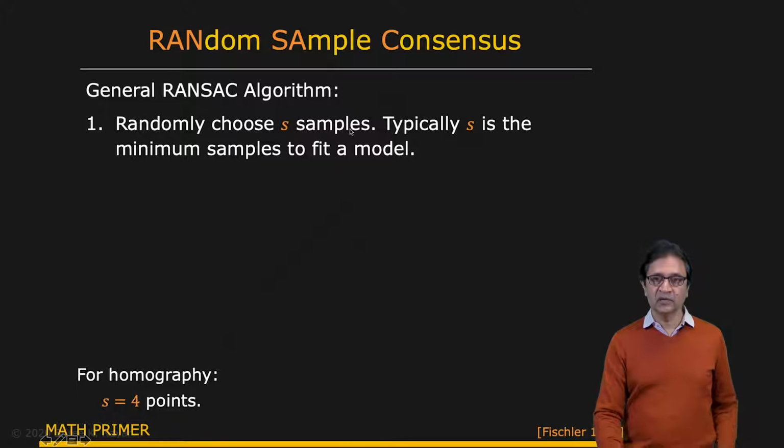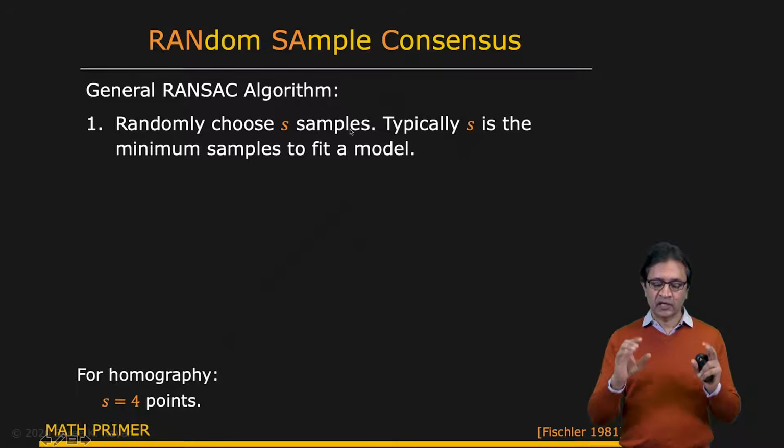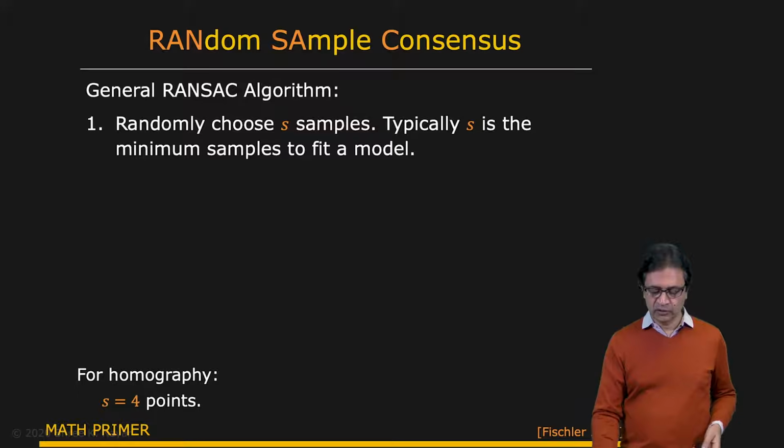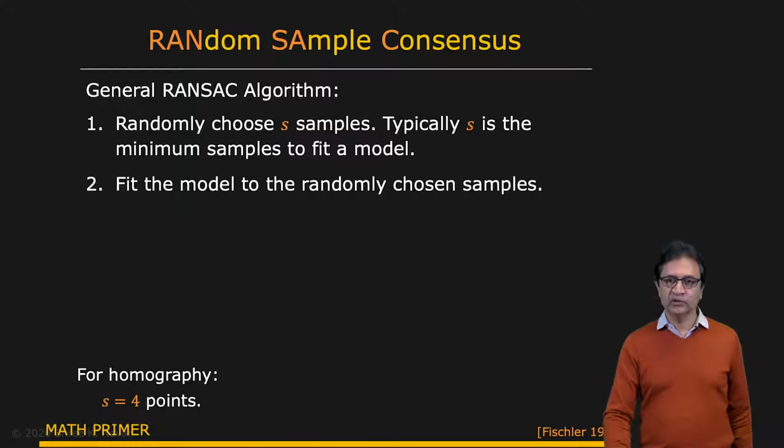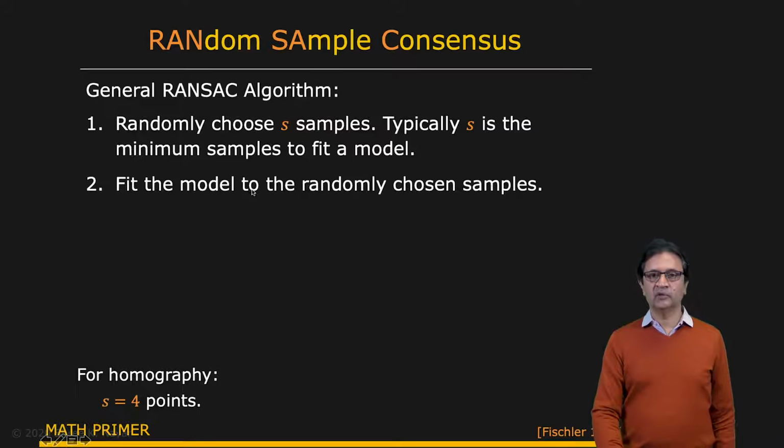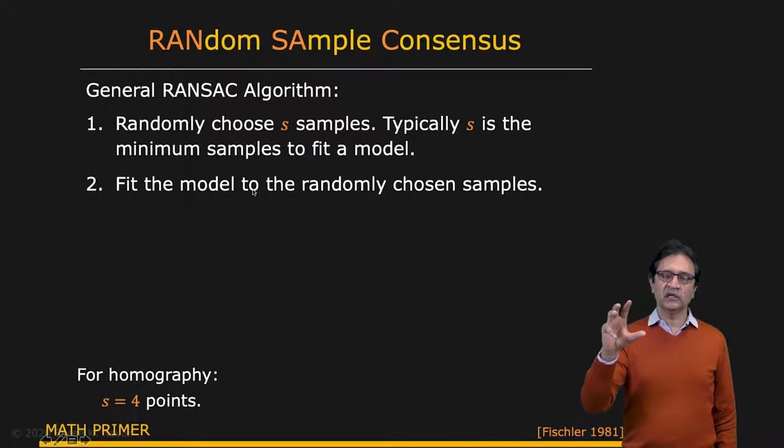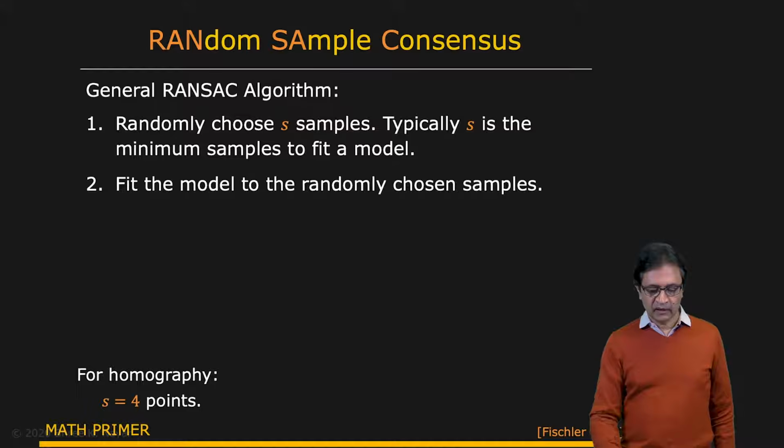So we're going to use the minimum. What you're going to do is randomly choose S samples from your data. The minimum number, but randomly chosen. And then you're going to use those as samples to fit the model. So in the case of homography, we randomly take 4 pairs of matching points, and then we fit the homography model, we compute H.